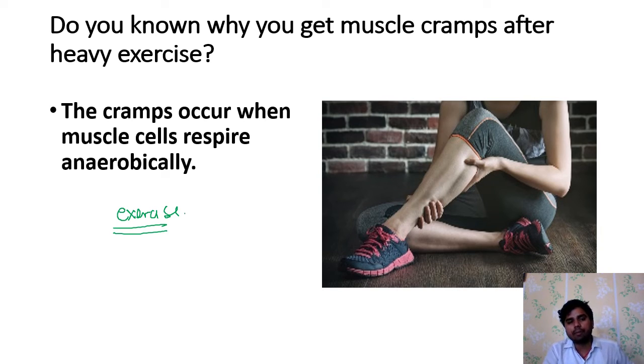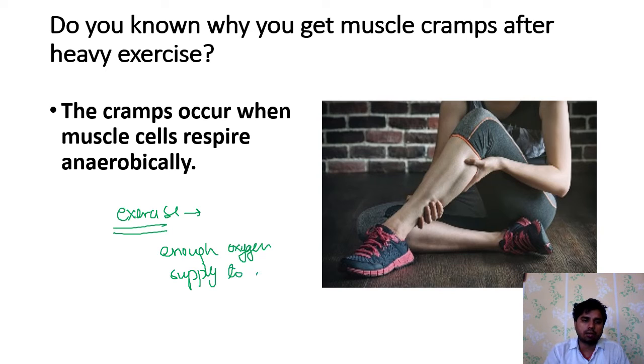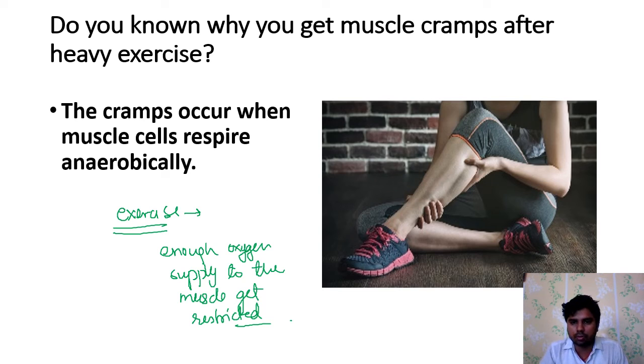our muscles of different parts of our body cannot get enough oxygen supply. Enough oxygen supply to the muscle gets restricted. Okay, so such muscles which do not get enough oxygen start their respiration anaerobically.